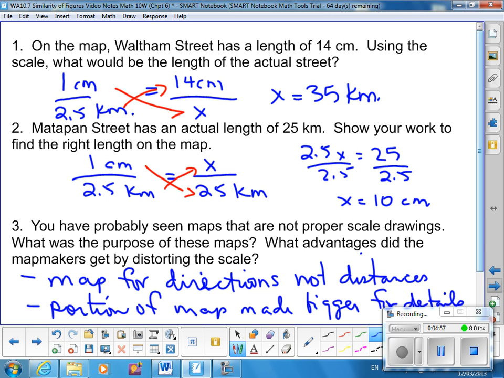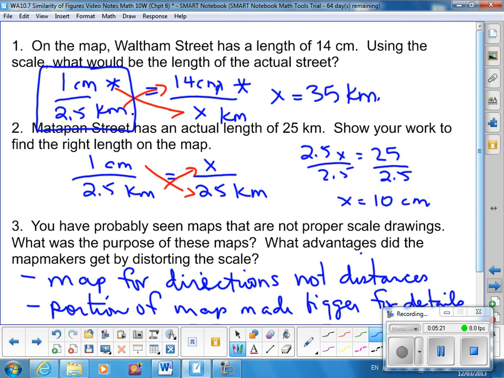So we write down the scale factor, 1 centimeter over 2.5 kilometers. We have a length of 14 centimeters, so 14 needs to go on the top because the centimeters are both on the top, and we want to figure out how many kilometers that's going to be. So we cross multiply and we find out that x equals 35 kilometers.